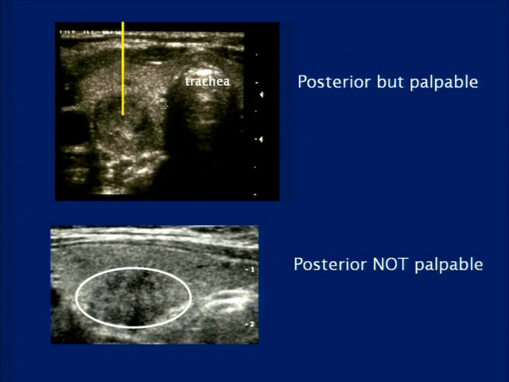Here the second nodule is again a posterior nodule with more irregular borders. Again, very different. This one's not even palpable, so certainly not one that could be biopsied without ultrasound guidance.